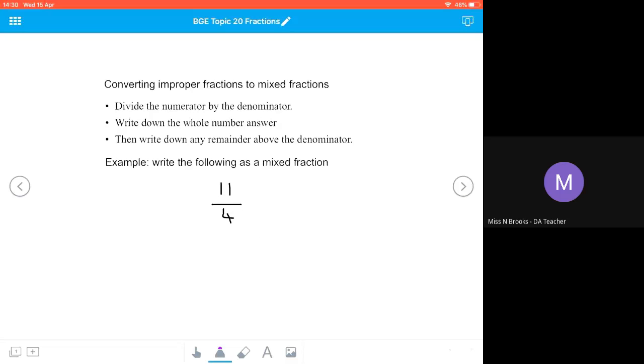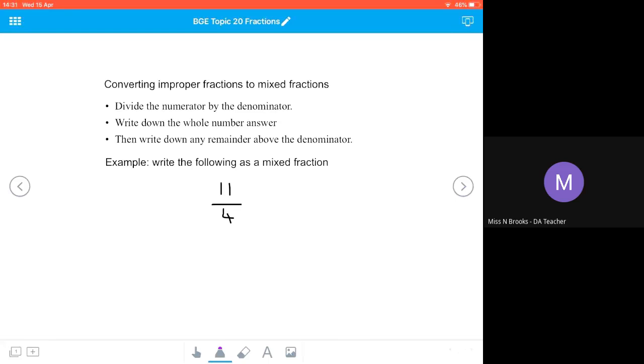Now, what if my answer is an improper fraction? I want to change it back into a mixed fraction. And remember that the fraction line means divide by. So we're going to divide the numerator, or the top, by the denominator, the bottom. And we're going to write down the whole number answer, and then any remainder is going to be above the denominator, and then obviously we need to check and see if we can simplify at the end.